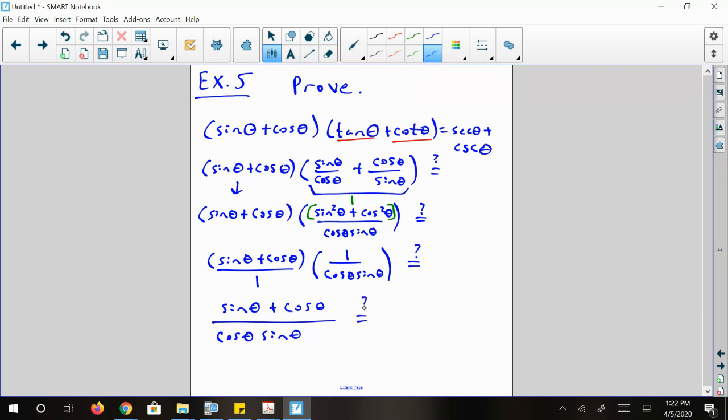Okay, now this leaves us kind of in an interesting spot because on the other side of the equation, we have 2 separate terms, secant of theta plus cosecant of theta. Here, though, we just have one big fraction, one big fraction with a big denominator.